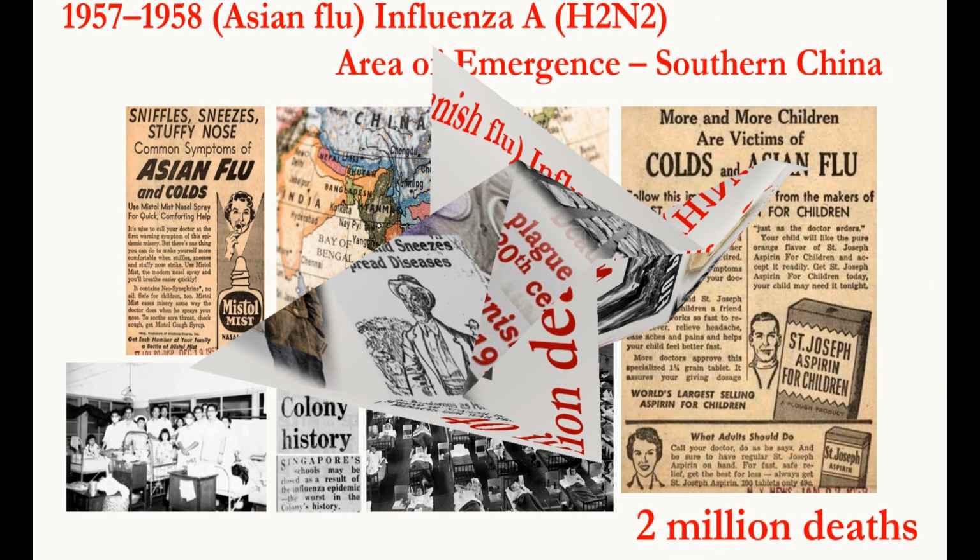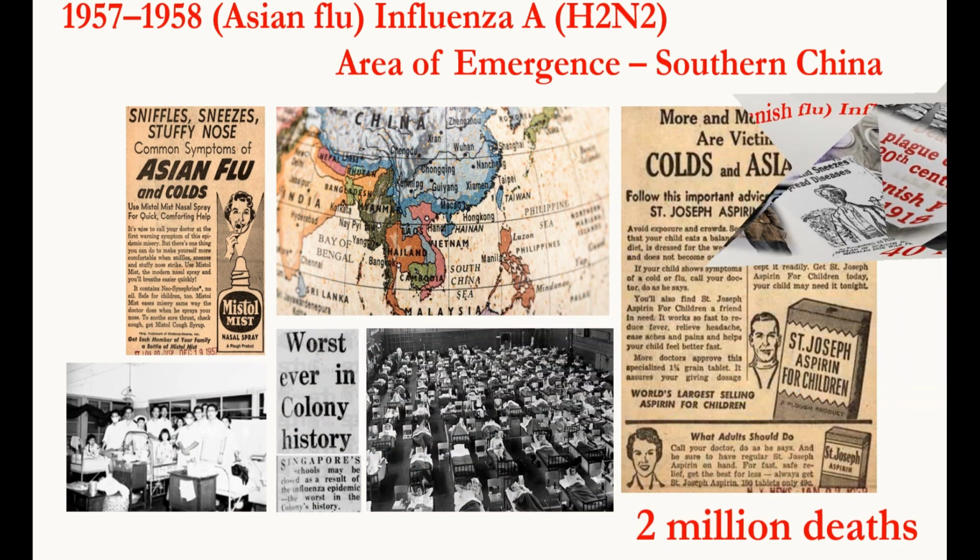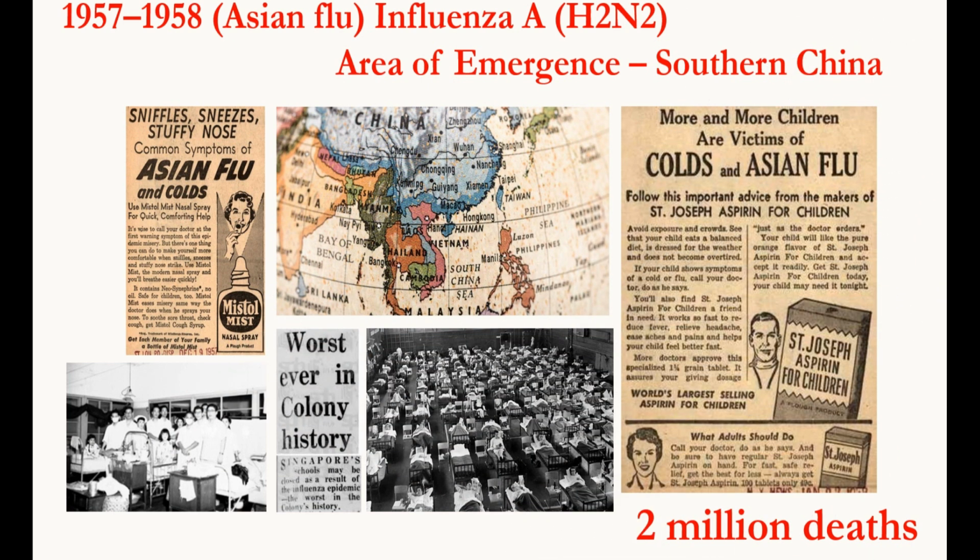After almost 40 years of the Spanish flu, a new influenza strain was detected in China, which is called as the Asian flu. The 1957 pandemic was caused by H2N2 strain. The virus spread to Hong Kong, Singapore, Taiwan and Japan.